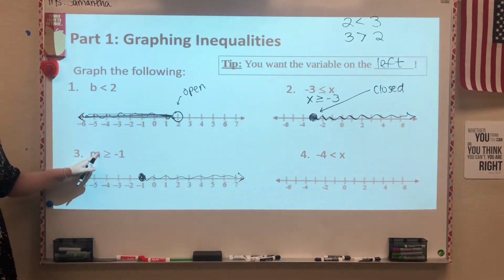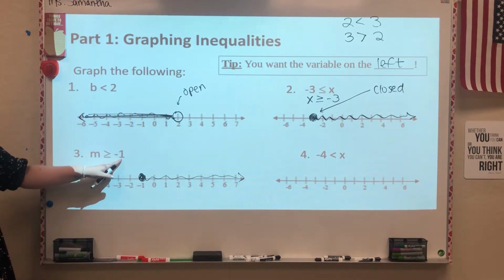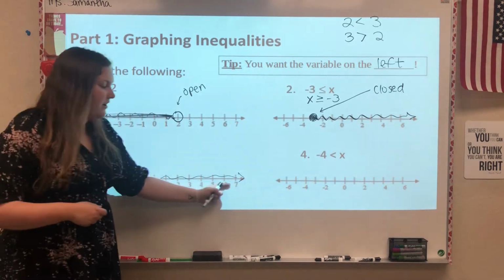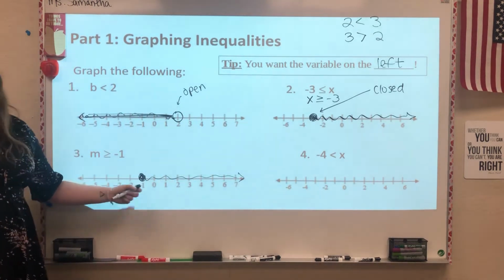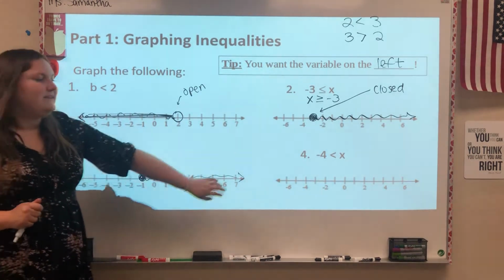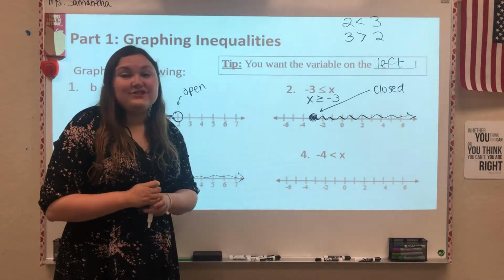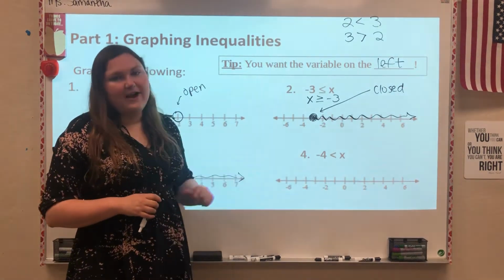This says m is greater than or equal to -1. M is greater would be all these numbers here. These are all the numbers that are greater than -1. One last one for 4. Go ahead and describe for me what this graph would look like.